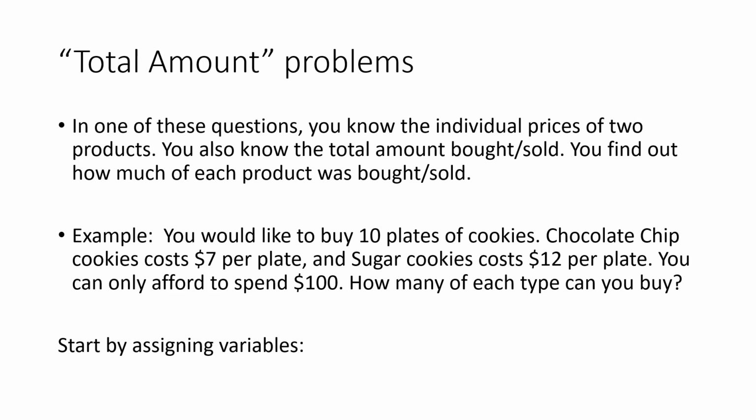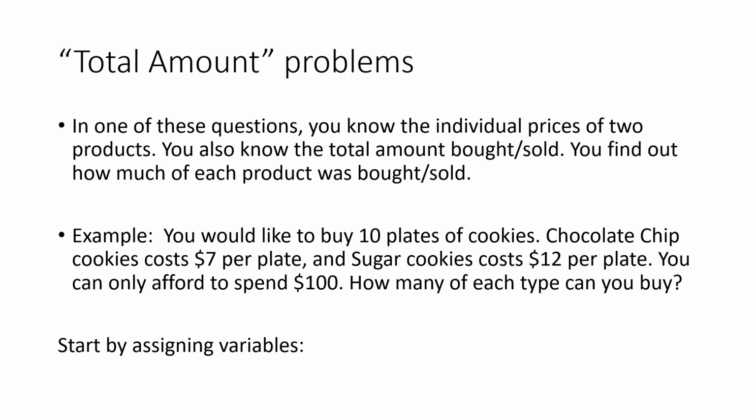All right, the second type of question we'll look at today are what I'm going to call total amount sorts of problems. Usually what happens in these is you know two different products and you know how much they're worth or how much they cost. You also know how many things you want to buy or how many things were bought. Then you work backwards to find out how much of the individual products were bought, or that you could buy, or were sold. The wording and the situation will change a little bit, but the setup is very similar for many of these.